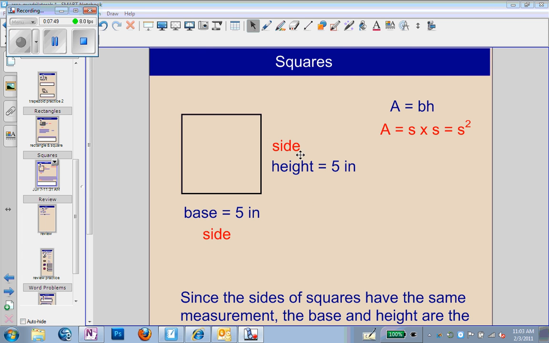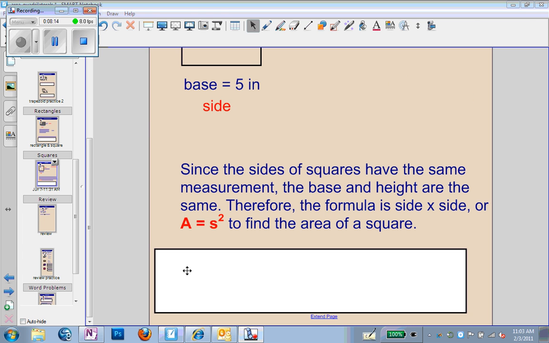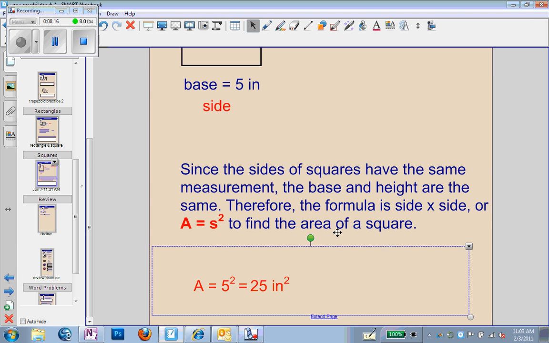Squares, we know, have all the same lengths for all the sides. Therefore, the base and height will always be the same. So we can use the formula area equals base times height, but what is more frequently used is area equals side squared, since we know the sides are congruent to each other. So using the formula area equals side squared, what is the area of the square? So the area is 5 squared, or 25 inches squared.